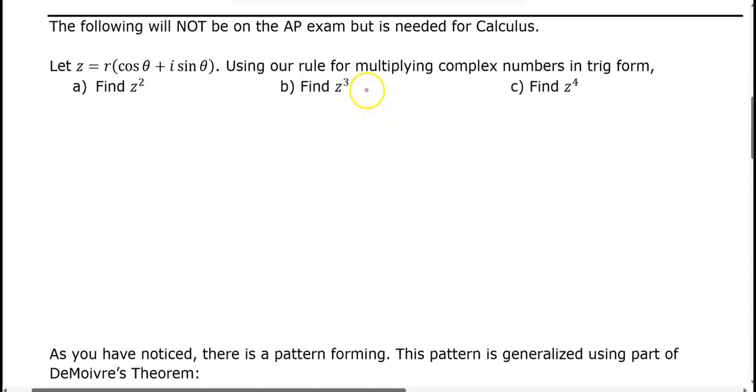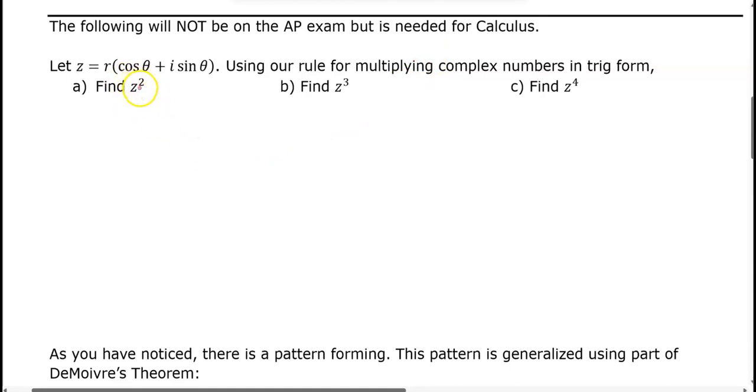As it says, it will not be on the AP exam, but it is needed for calculus, primarily calculus BC. So let's see what we've got here. This says that I have r cosine theta plus i sine theta, and I need to use our rule for multiplying complex numbers in trig form. So let's see what we've got here.